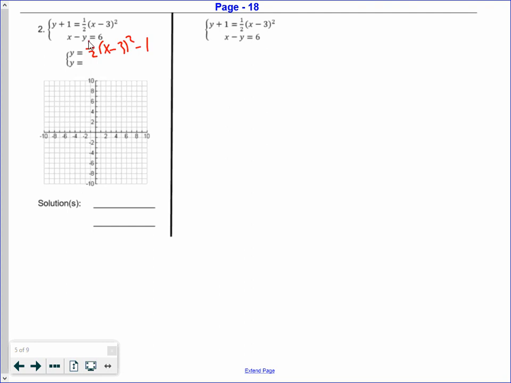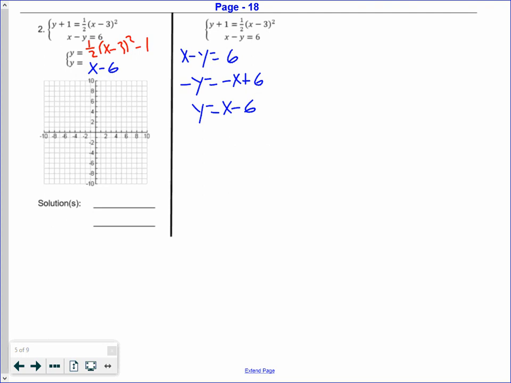And the second equation is x minus y equals 6. I'm going to solve for y. So I'll subtract the x over. So negative y equals negative x plus 6. Multiply everything by negative 1 to get y equals x minus 6. So y equals x minus 6. That's going to be my other equation.